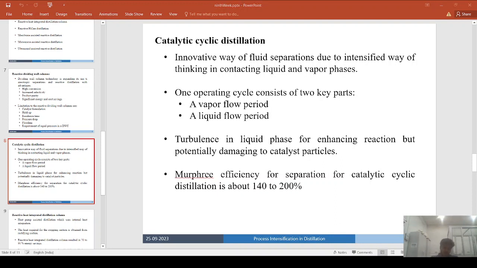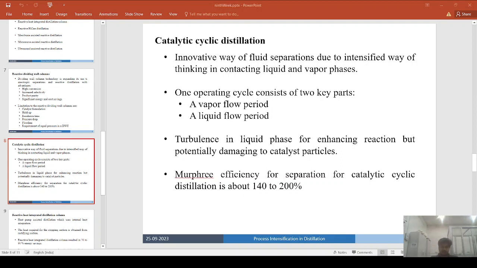Now there are two modes of operation for catalytic cyclic distillation. What are those two operations? The first is a vapor flow period, and the second is a liquid flow period. These are the two operations in which your catalytic cyclic reactive distillation tower can operate.